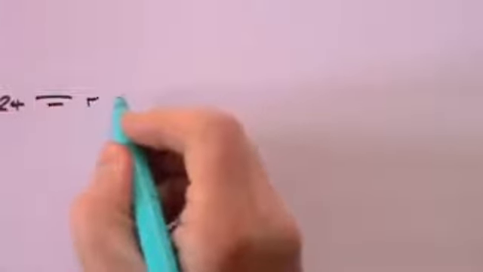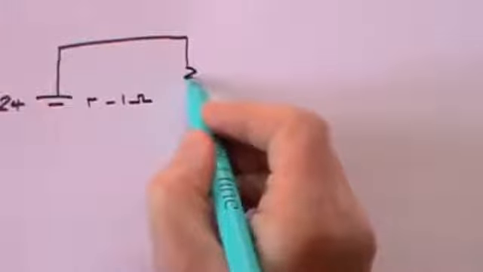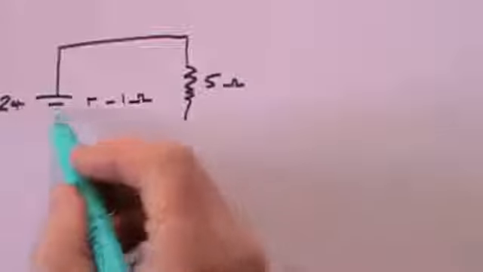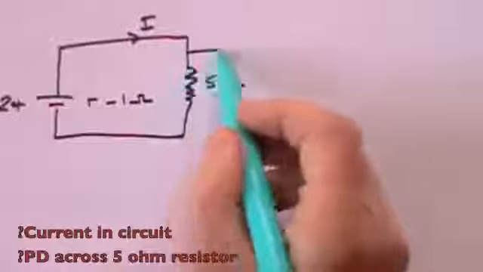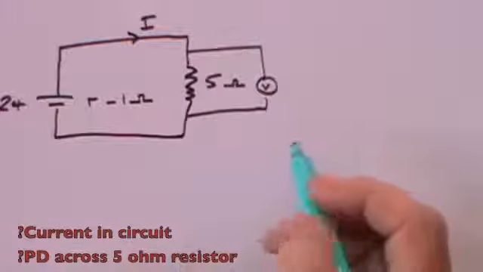Question 8. I have a battery, it's a 24 volt, that's its EMF, and it has an internal resistance of 1 ohm. And it is driving an external resistance of 5 ohms. And the question that we are being asked is, what is the current flowing in the circuit? And what is the potential, in other words, the voltage across the resistor?